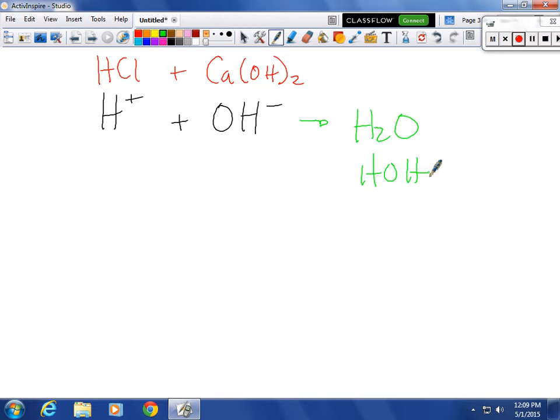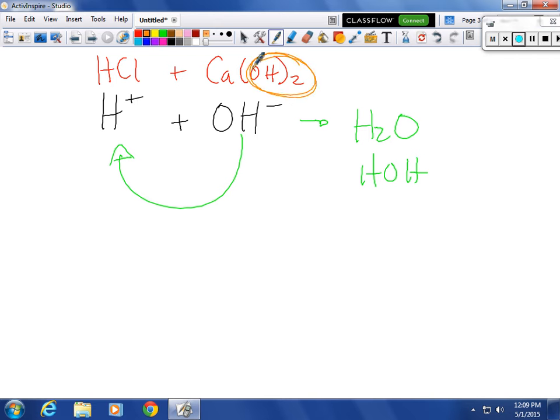Okay, so for every one hydrogen in hydrochloric acid, how many hydroxide do you have for calcium hydroxide? 2, so you have double the amount, right? So you just need half as much. Does that make sense? You need half as much of this because every one is going to neutralize, but you have 2 per molecule. So does that make sense chemistry-wise?